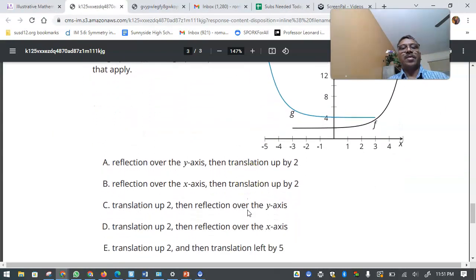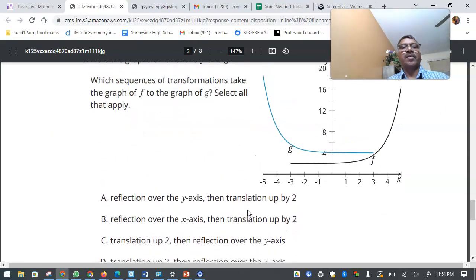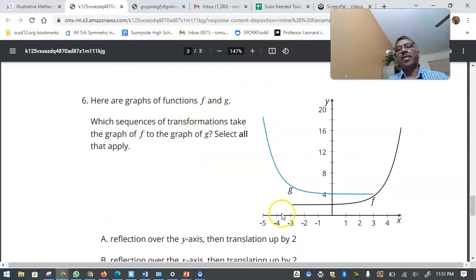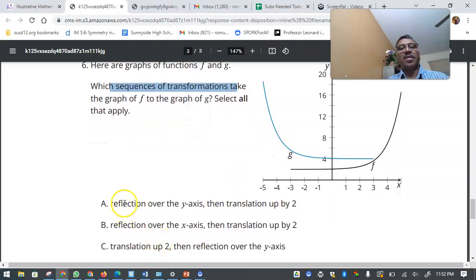So question number 6, I want you to try yourself. Look at this and see which of these. There are 2 correct choices here. They give you f. f is the black color. And how did you get this g? That's the question. Which sequence of transformations takes f to g? So what do you do with this f? Think over each of these. If you reflect over and then translate, does it coincide with the blue one? If you reflect over the x-axis and then translate by 2, I want you to try this. Okay, hope this helps, and I'm done.